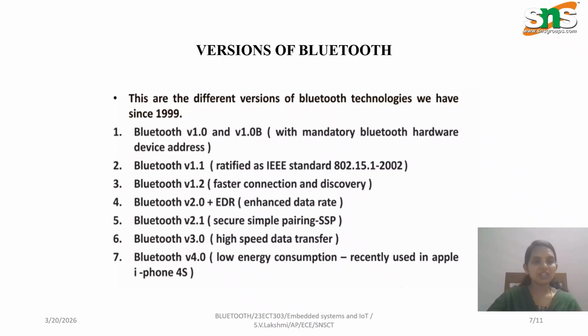There are various versions of Bluetooth from the year 1999. Initially the first was version 1.0, which made the Bluetooth hardware device address mandatory. Then we had 1.1, 1.2, 2, 2.1, 3 and 4, which is low energy consumption. Bluetooth version 3 is high-speed data transfer, version 2 has enhanced data rate, and version 1.2 has faster connection and discovery. These are certain versions of the Bluetooth protocol.